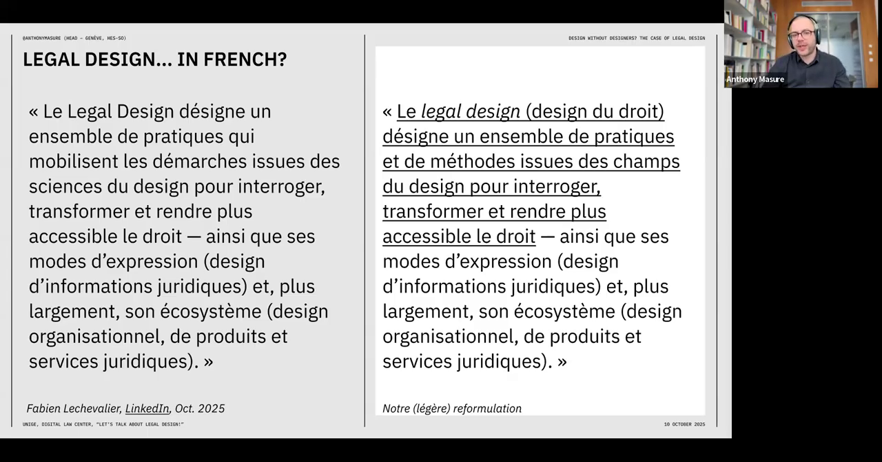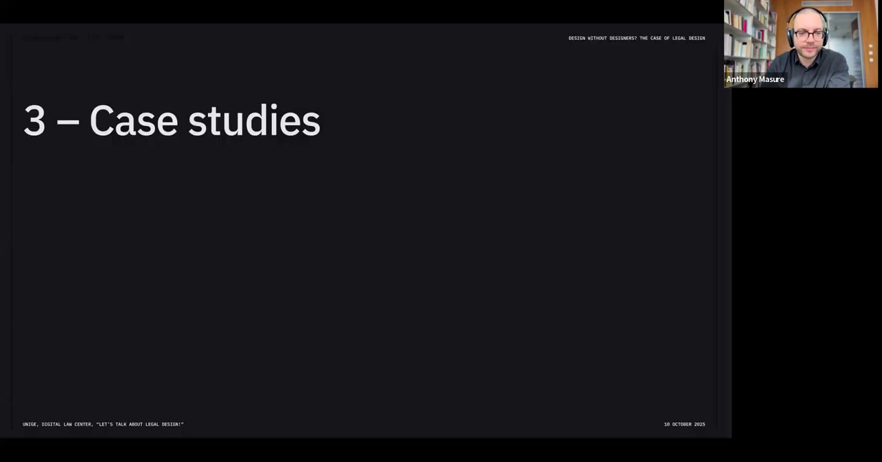This is a good definition, I think, because it's not a matter of only accessibility. It could be this, but also a matter of question and transformation, which is much more open and interesting because at the end, legal design is not made only to make existing law more understandable, but also to rethink the whole law or justice system.